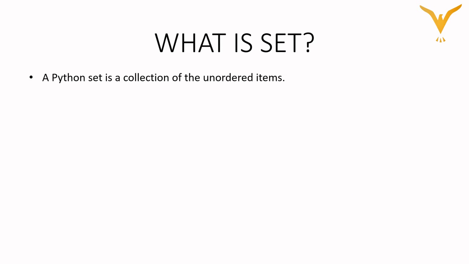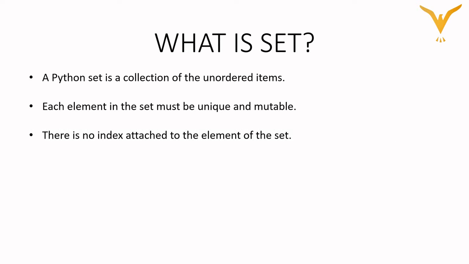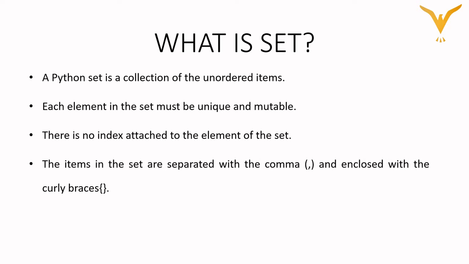First, what is set? A set is a collection of unordered items in Python. Whatever the elements in a set we have must be unique and mutable. There is no index attached to the element of the set. It means that we cannot access the elements of the set using index number. The items in the set are separated by the commas and enclosed within the curly braces.